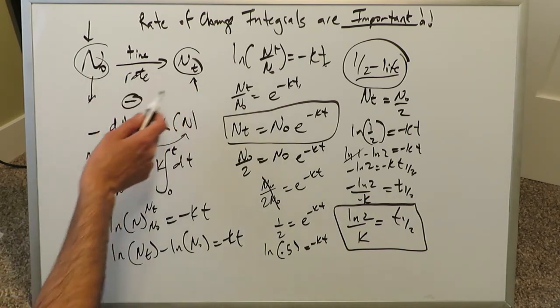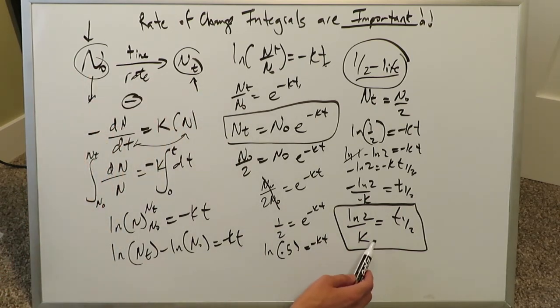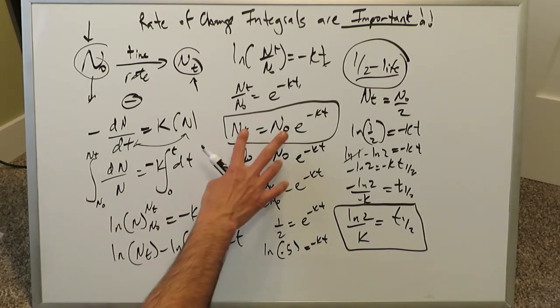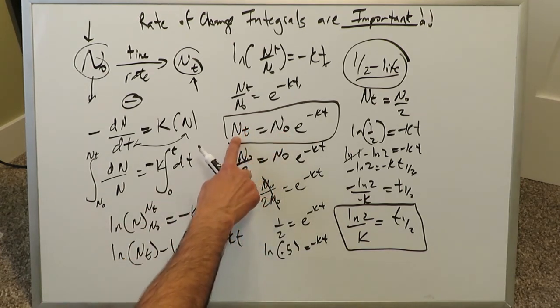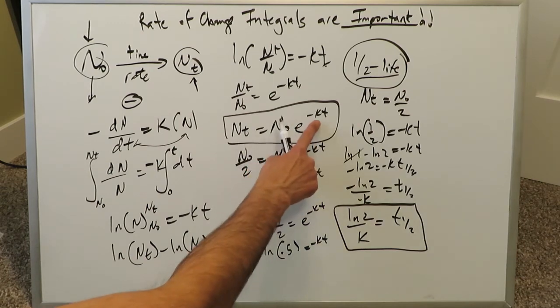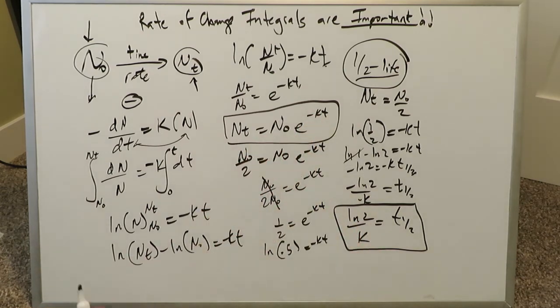A radioactive procedure has a half-life which can be measured using this. The half-life is natural log 2 divided by the rate constant. The rate constant can easily be algebraically calculated from this equation. If you know the final amount, the initial amount, and you know the time, you can solve for k and you can have this value.